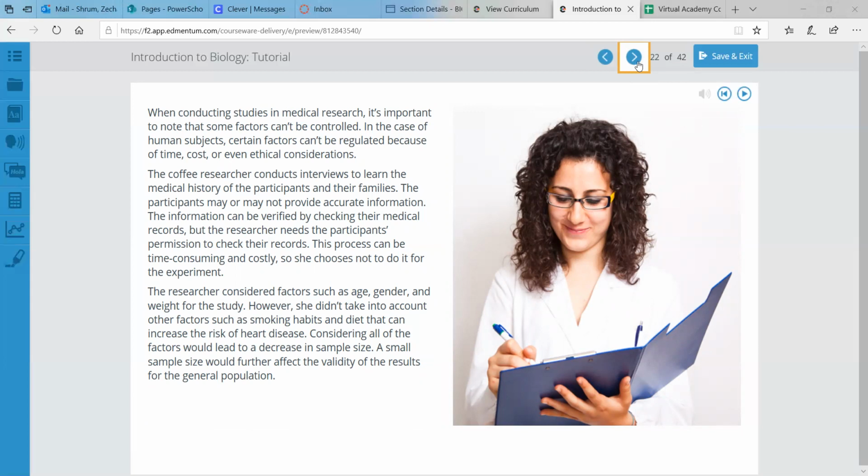So in medical research, it's important to note that some factors you're just not going to be able to control. And that's okay as long as you communicate that. In the case of human subjects, certain factors can't be regulated because, like I said earlier, cost, time, and ethical considerations.